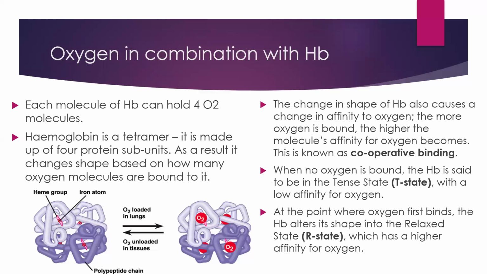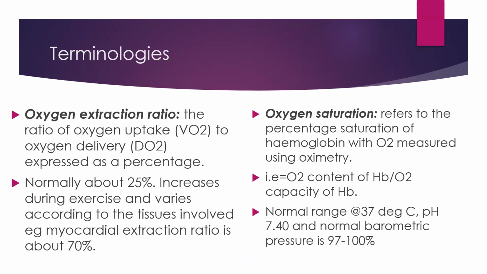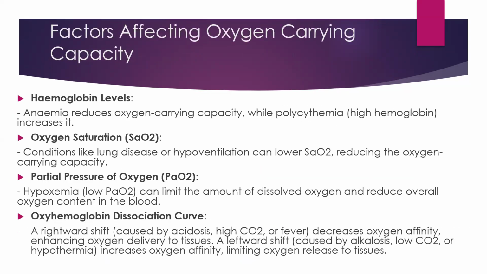Now, when no oxygen is bound to hemoglobin, the molecule is said to be in a tense state, and this has a very low affinity for oxygen. But when the first oxygen molecule binds to it, the hemoglobin changes shape into what we call the R state, the relaxed state, which has a higher affinity for oxygen. These are definitions we'll come across as we go on.